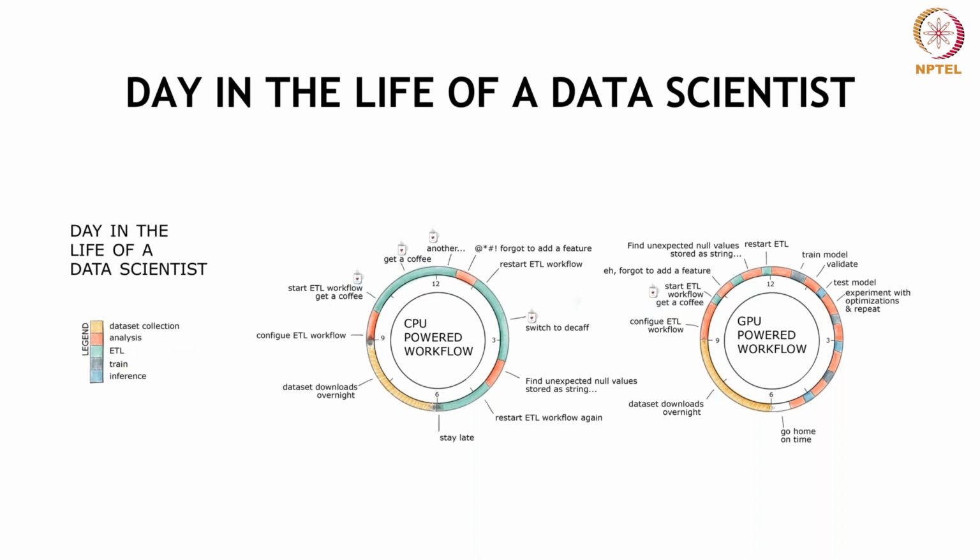Now, what we want to do is move from this left-hand side of the diagram to the right-hand side. Your dataset download obviously cannot be accelerated. You move towards starting your ETL workflow, and you can see that it doesn't take a lot of time to do the extract, transform, load. Then you realize that you have missed a feature. You start it again. You find the unexpected value. You restart the ETL. You train the model. Then you validate the model, test the model, experiment with it, optimize it, and repeat. And you can even go home on time.